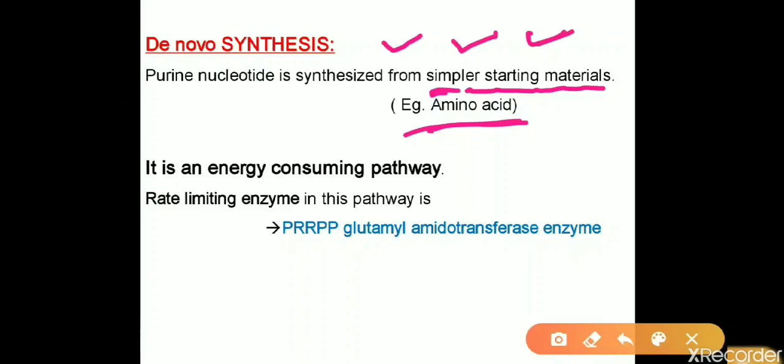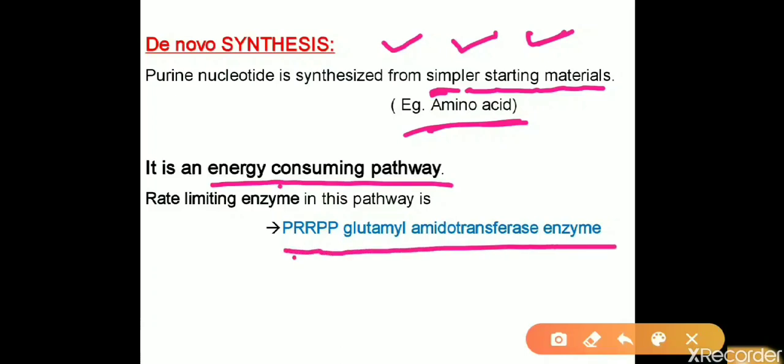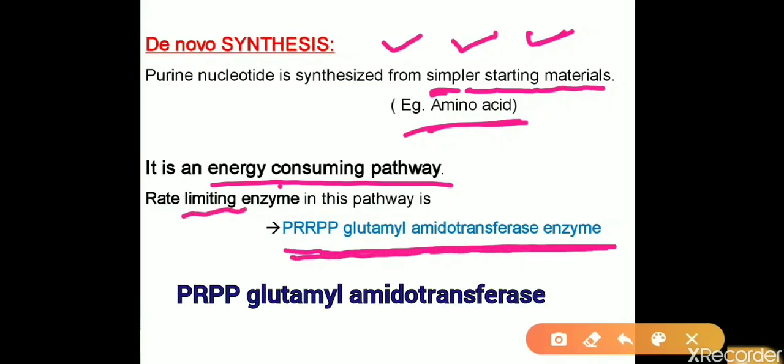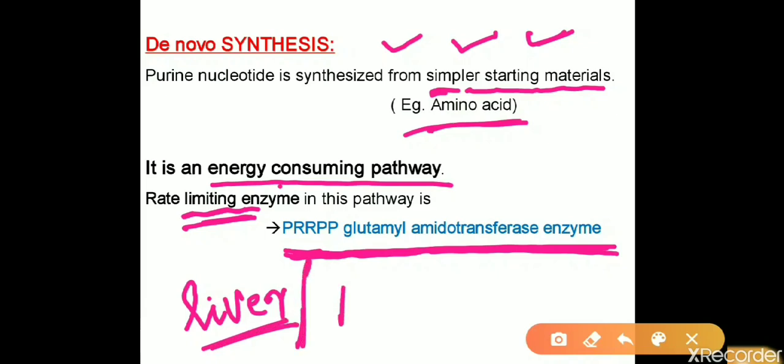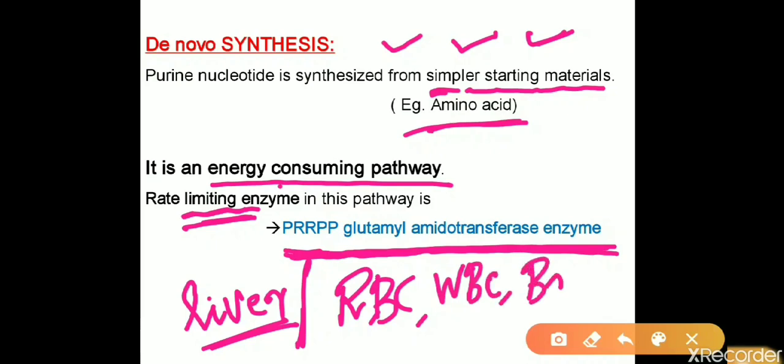This de novo biosynthesis is a highly energy consuming pathway. The major regulatory enzyme in this pathway is PRPP glutamyl amidotransferase, and this enzyme catalyzes the rate limiting step in de novo purine biosynthesis. De novo biosynthesis takes place in all tissues in our body. The major tissue is the liver. And there are some exceptions.